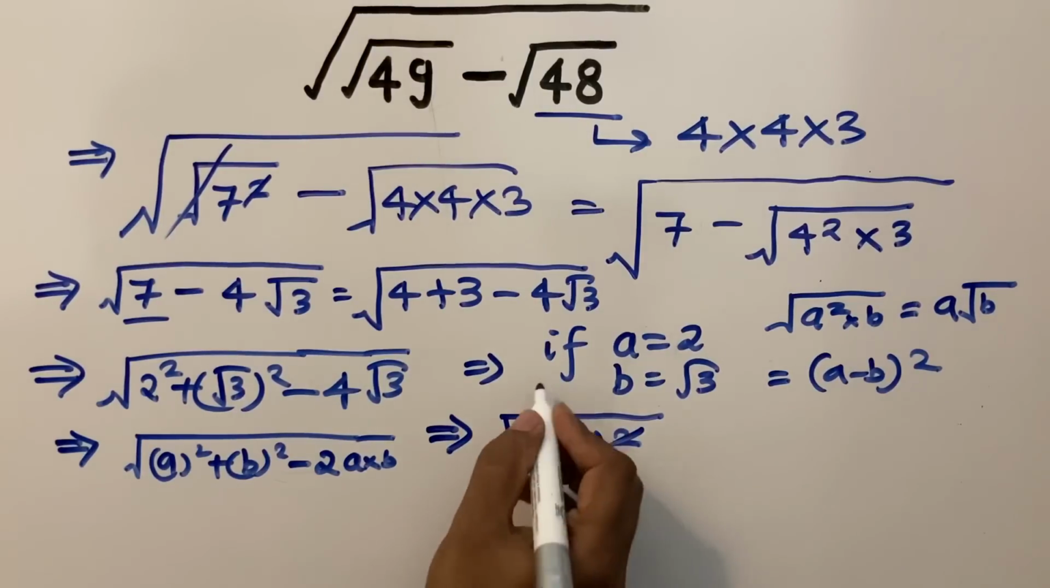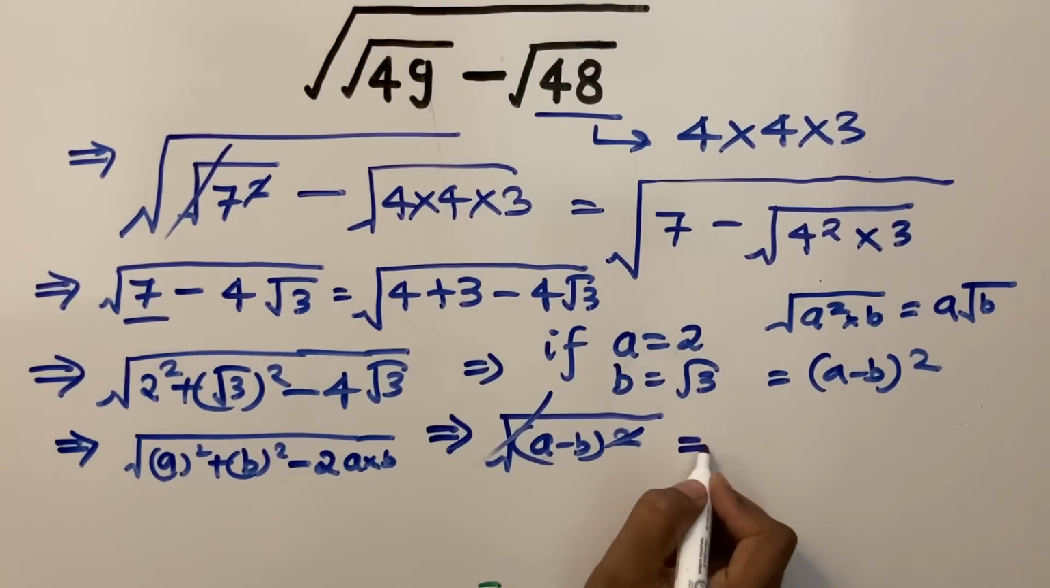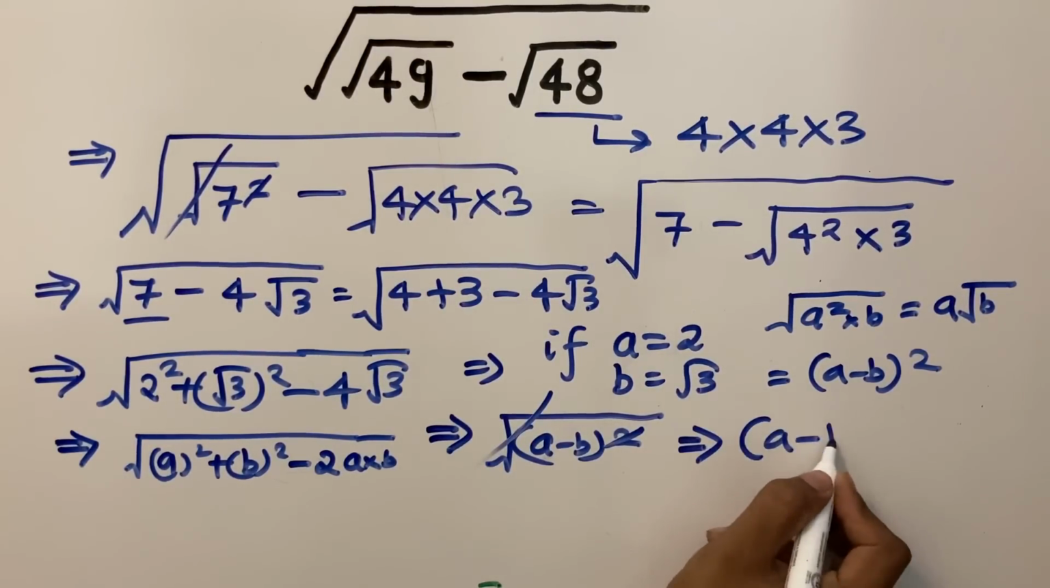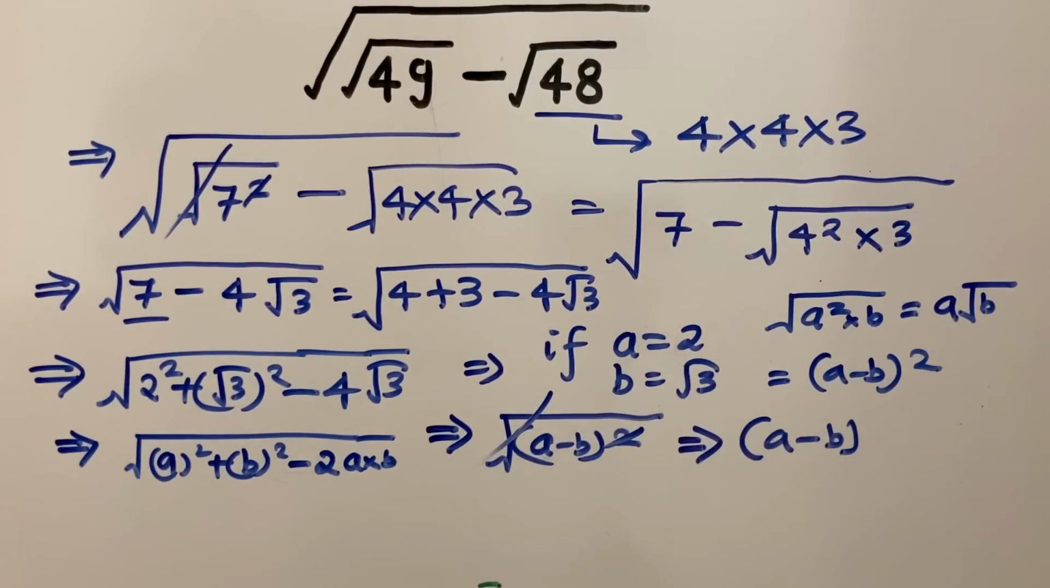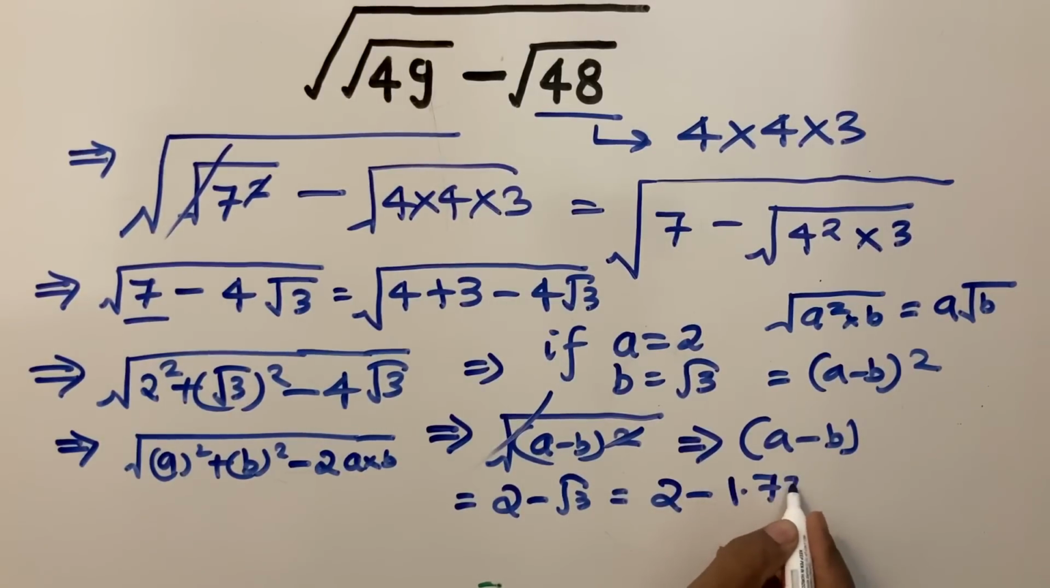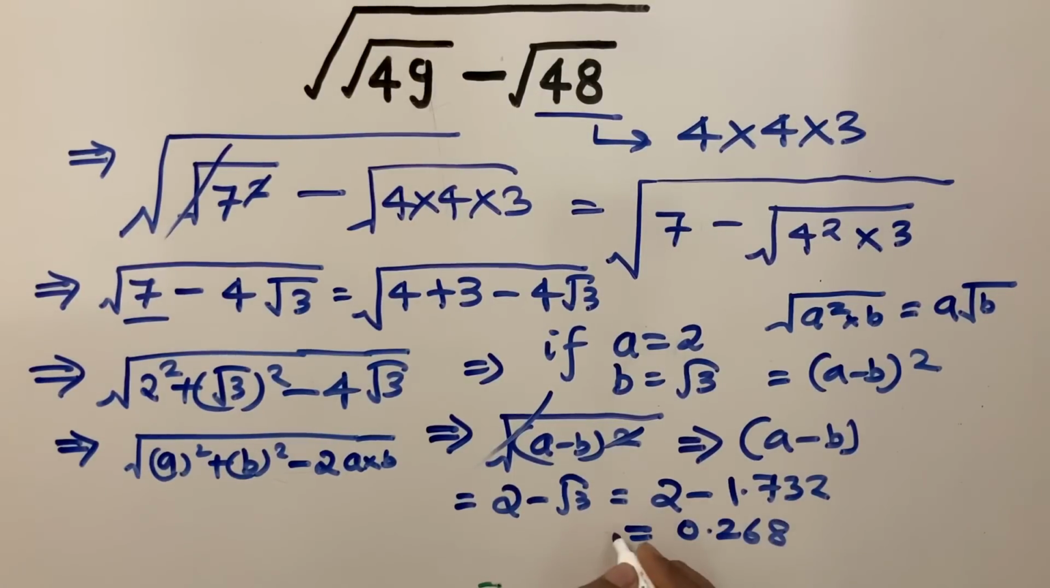So the square cancels the square root. So the equation simplifies to a minus b, where a equals 2 and b equals square root of 3, which is equal to 2 minus square root of 3. As we know that square root of 3 is 1.732, this becomes 2 minus 1.732, which is further equal to 0.268. So this is the answer for this problem.